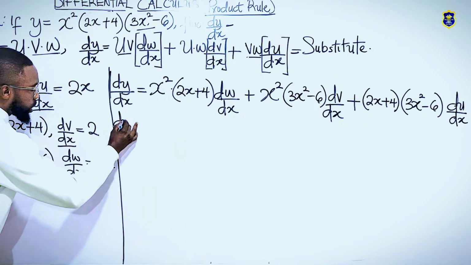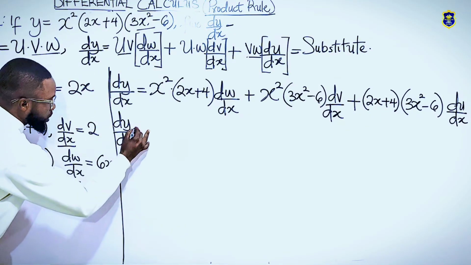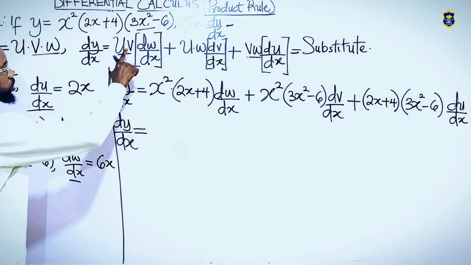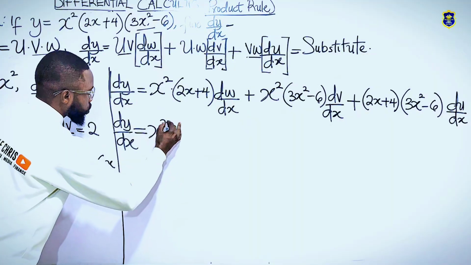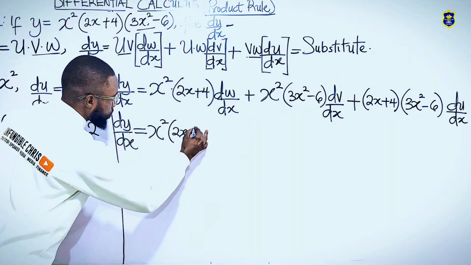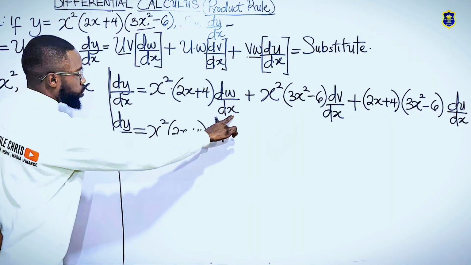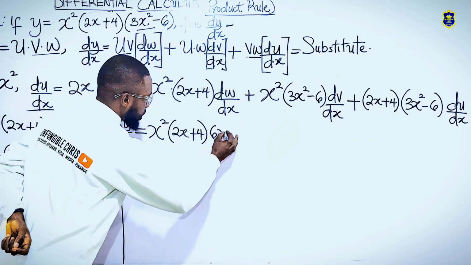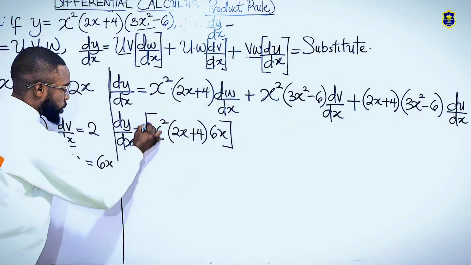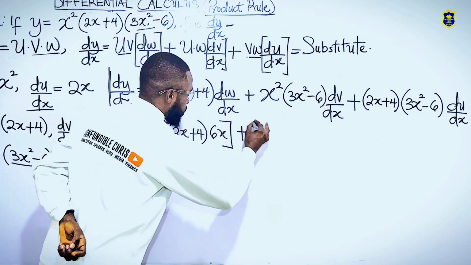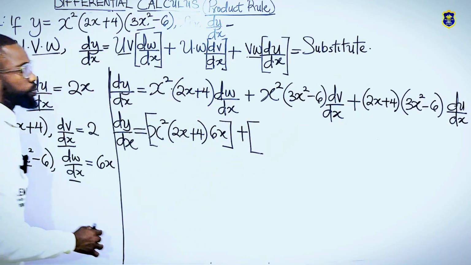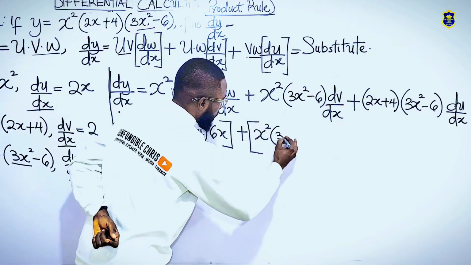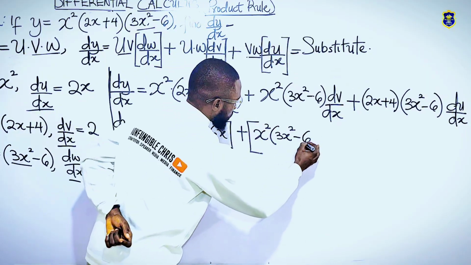So we can now say our dy/dx is going to be uv, which is x squared bracket 2x plus 4. What is dw/dx? Look at it, dw/dx is 6x. We have times 6x. We put a bracket on this one, and then plus, let's open a new bracket. This is uw: x squared bracket 3x squared minus 6.